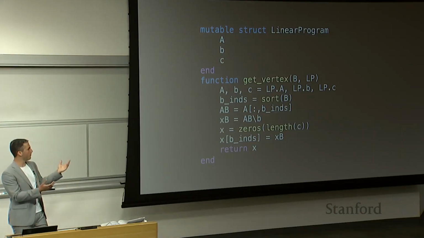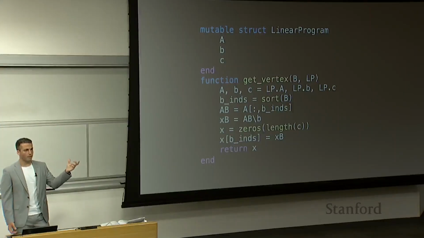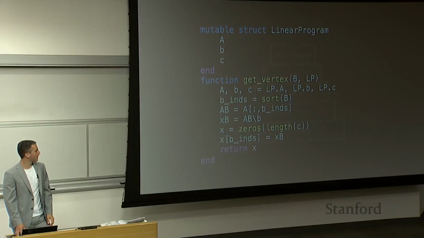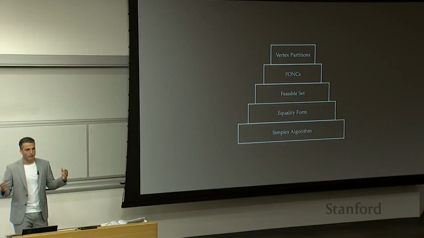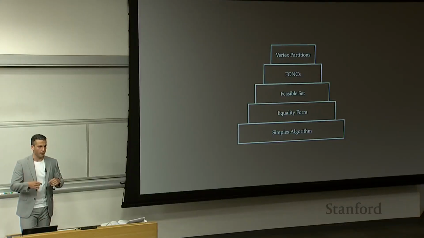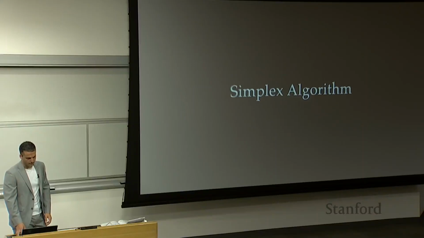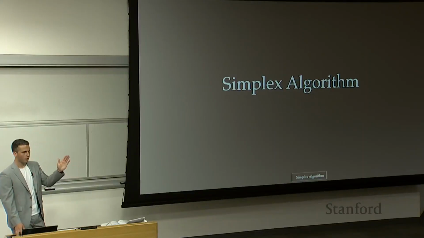So this is just simply taking our linear program that we've defined, getting the vertex associated with it from our partition. And we'll come back to this function later as we build up. So now we've seen all of the different tools that we need in our toolkit to work up to the simplex algorithm. Okay, so now we're going to transition into starting to build the simplex algorithm here.